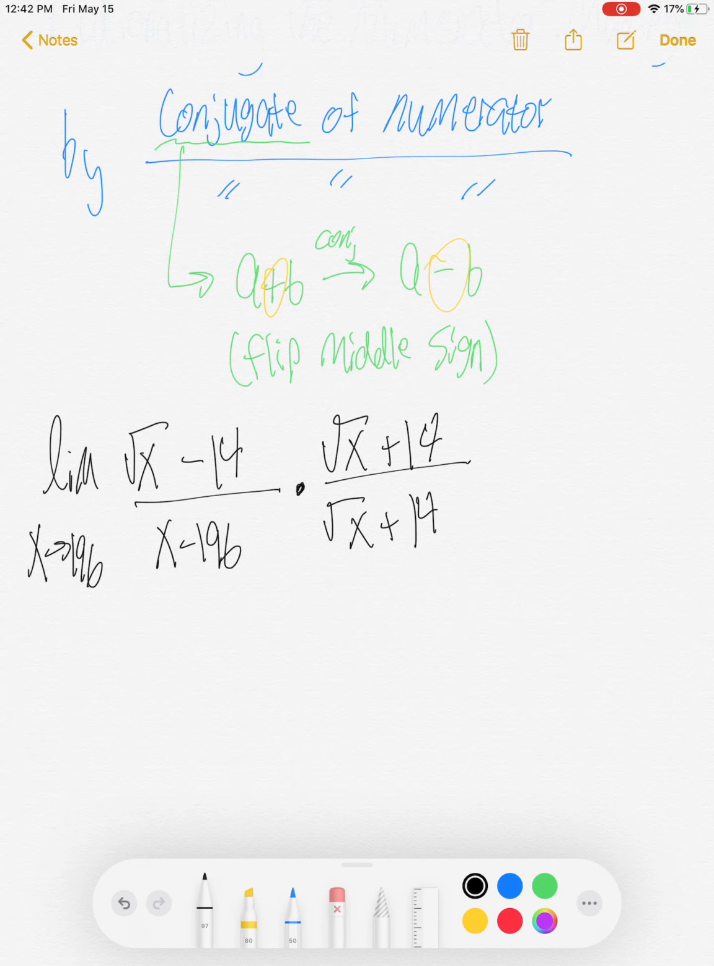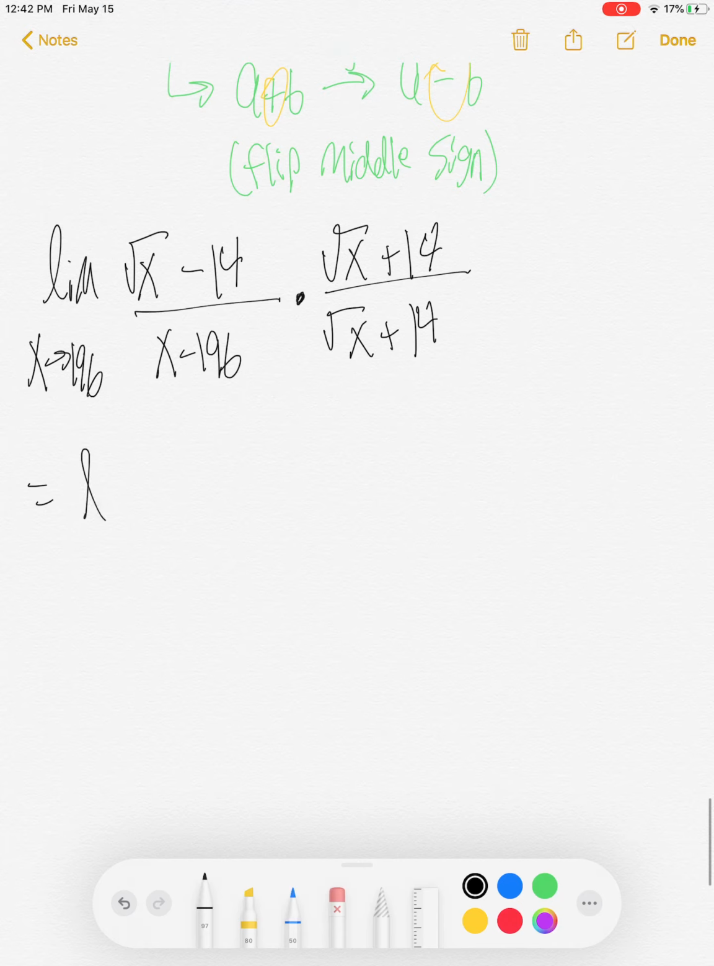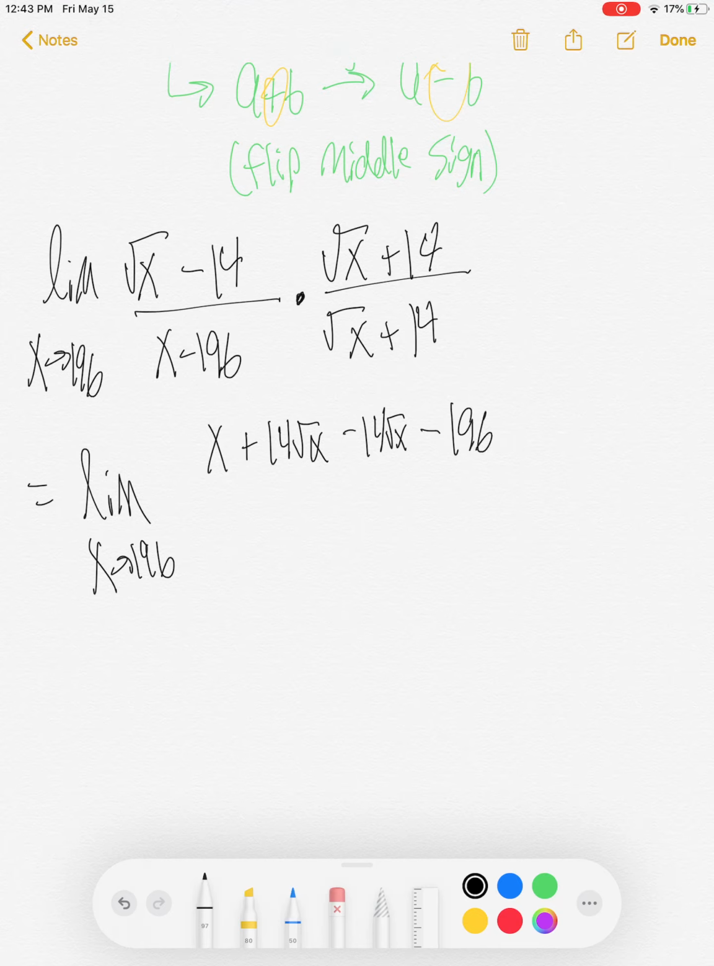Now I promised you some nice algebraic properties. Well, here they come, I promise. So let's see what happens whenever we multiply this out. As x approaches 196, in my numerator, I have root x times root x. That just gives me x. Root x times positive 14, so plus 14 root x. And then minus 14 root x. And then minus 14 times 14, so that's minus 196.